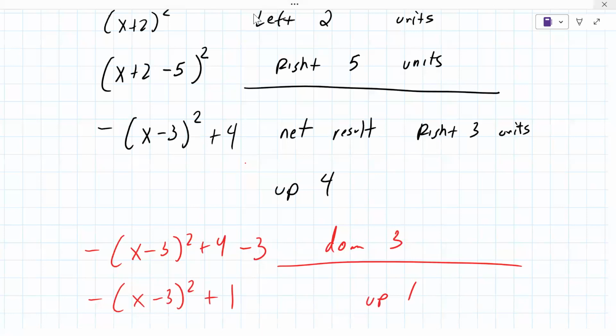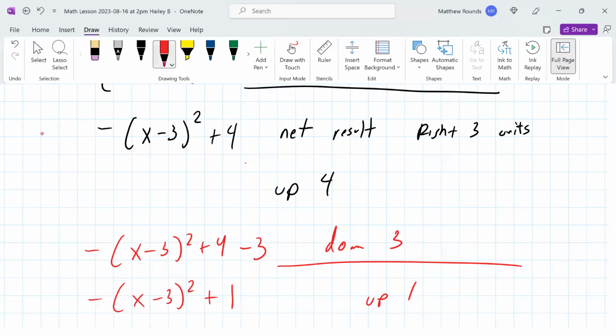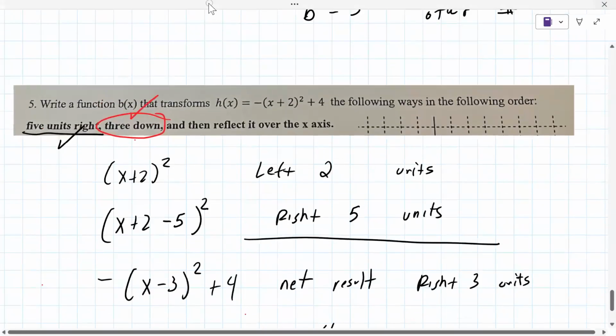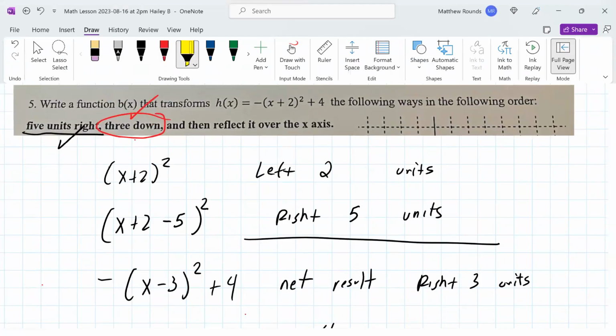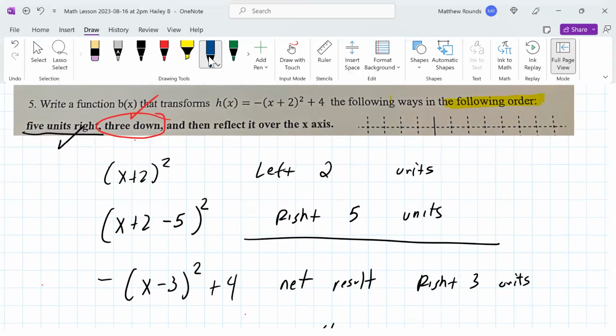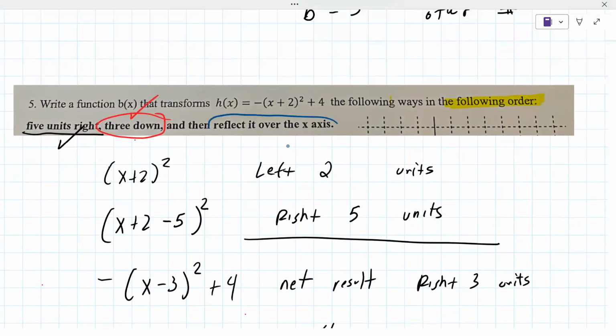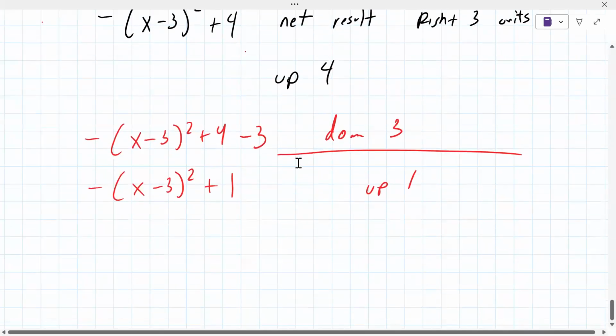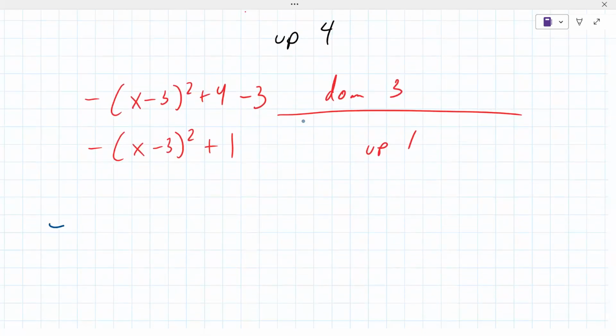Any questions on that so far? No. Okay. Now this is really important. I didn't say this, but I will now. The following order, like you have to do it in this order. You can't just do it in whatever order you want, because it does matter. It will affect the answer. Reflect it over the x-axis. So to do that, you have to negate the whole thing.